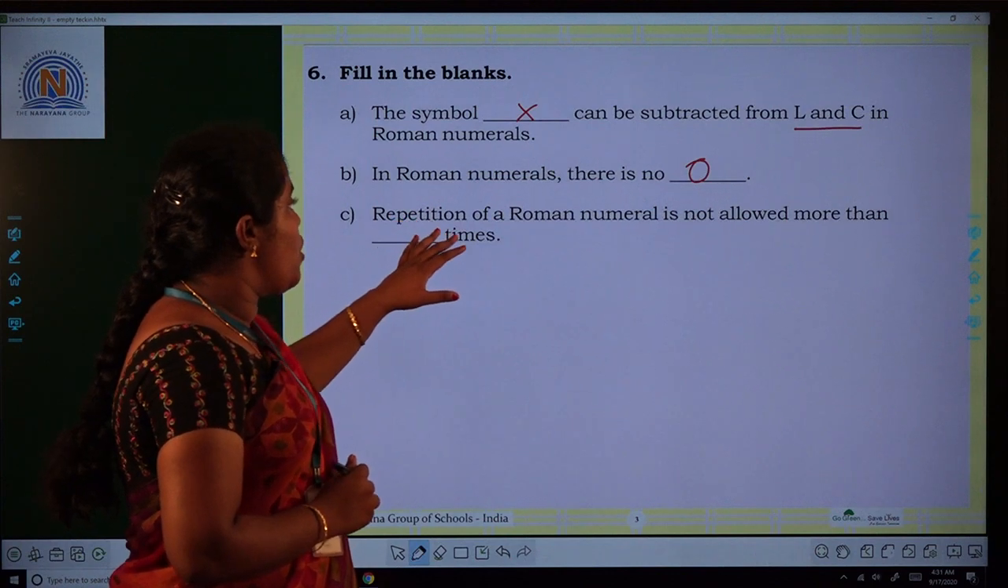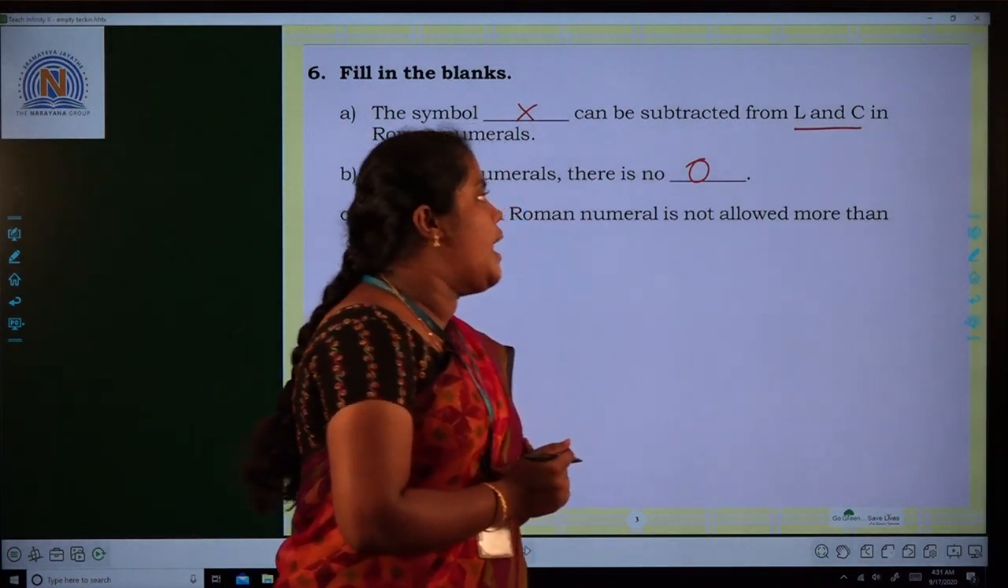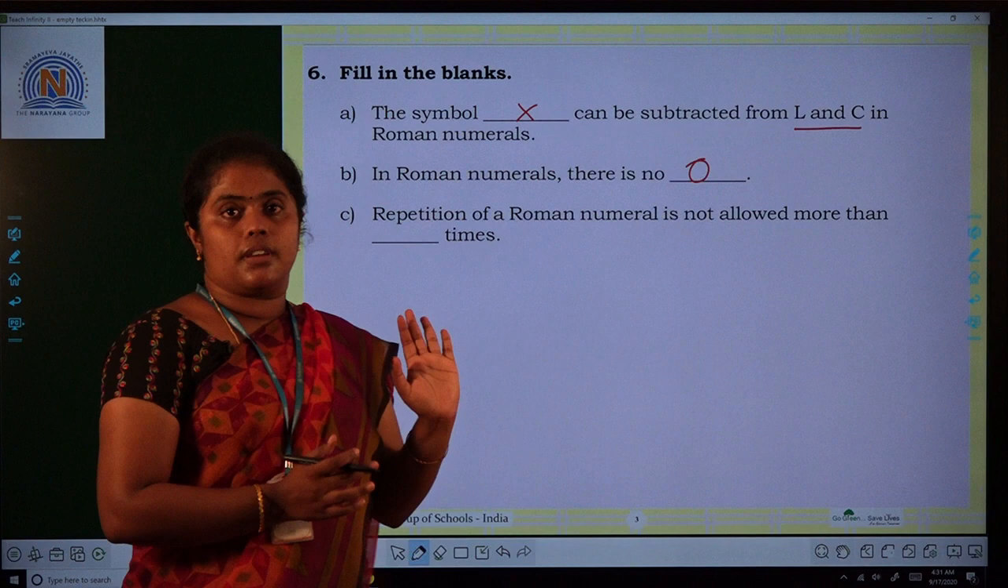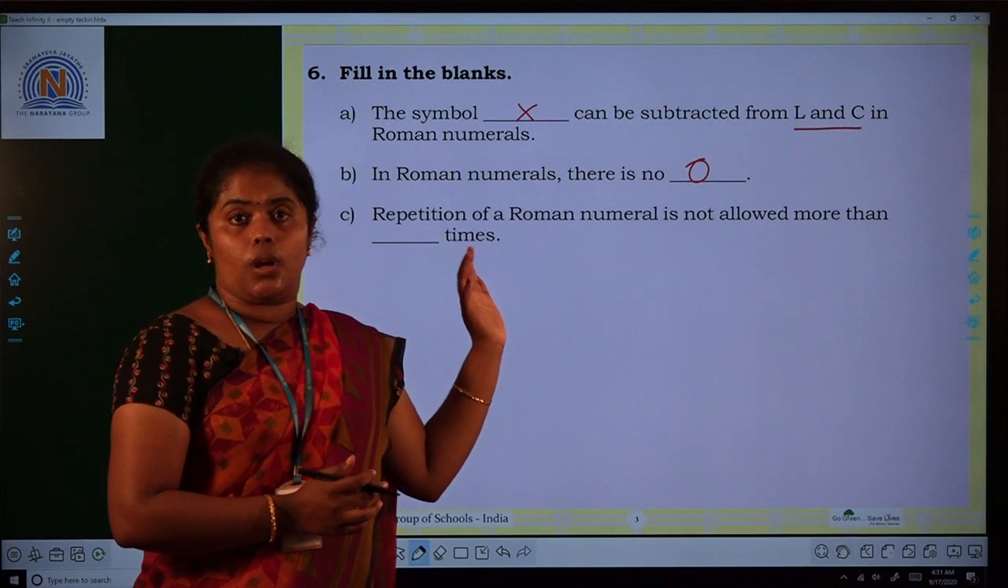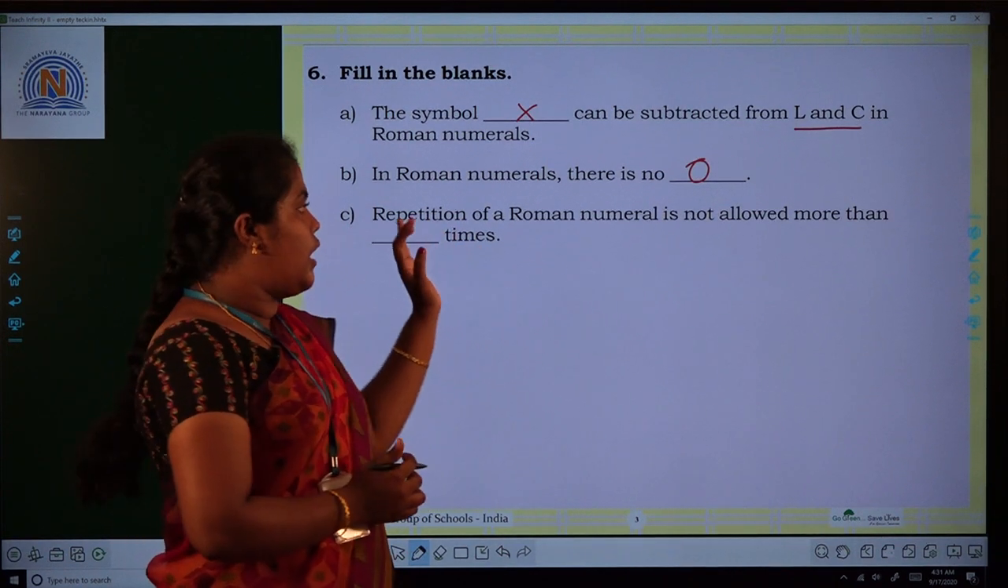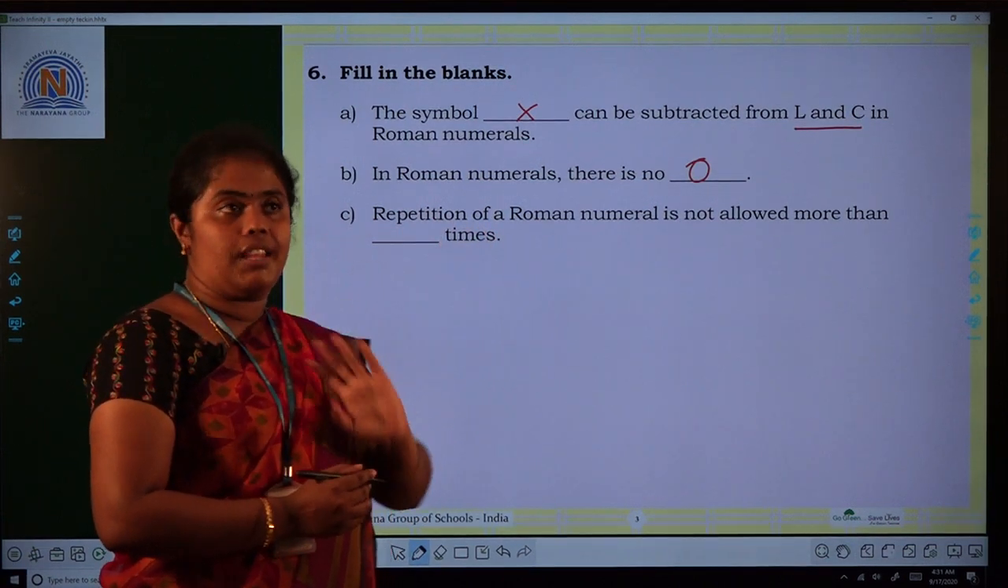Next one is repetition of a Roman numeral is not allowed more than dash times. It is one of the important rules in Roman system. Any symbol cannot be repeated more than 3 times.